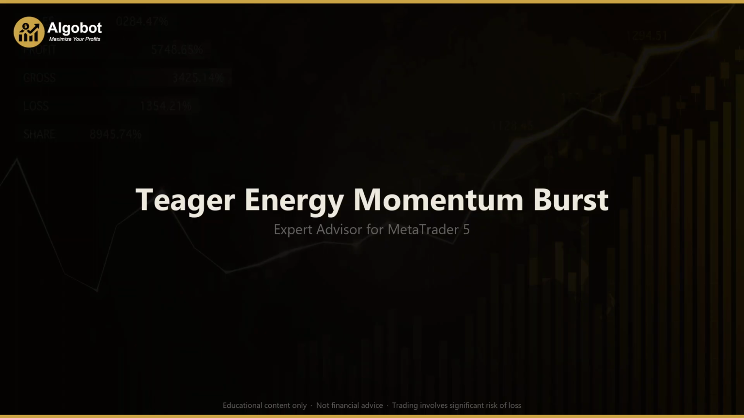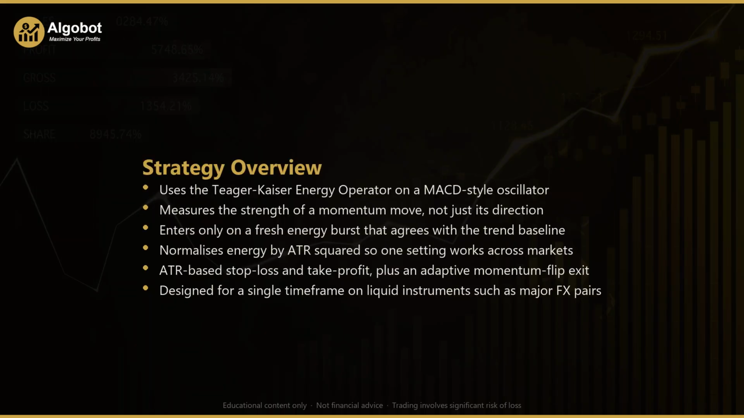This one borrows a tool from signal processing, the Teager-Kaiser energy operator, and applies it to price momentum. Instead of only asking where momentum is, it asks how hard that momentum is pushing right now. Over the next several minutes, you'll learn how the oscillator is built, how the energy burst is measured, how trades are opened and closed, and how it all comes together on a chart. Let's get started. Let's start with the big picture.